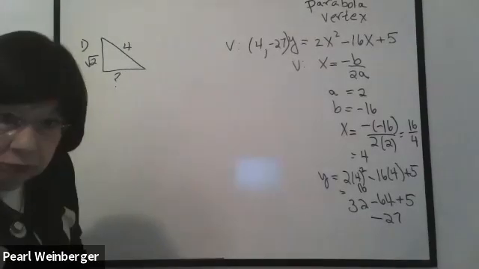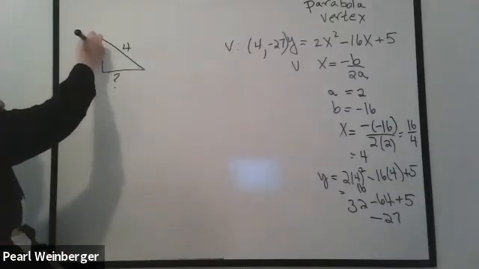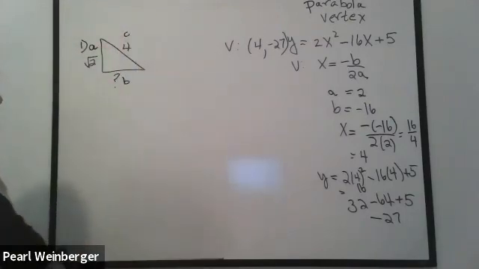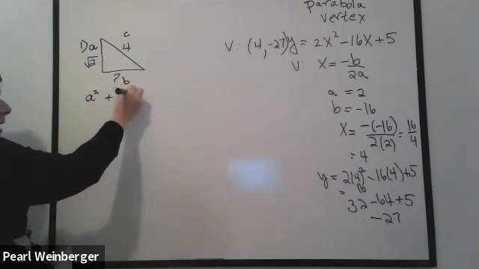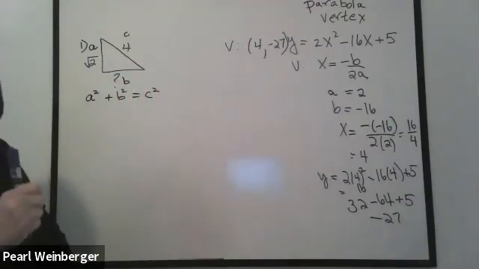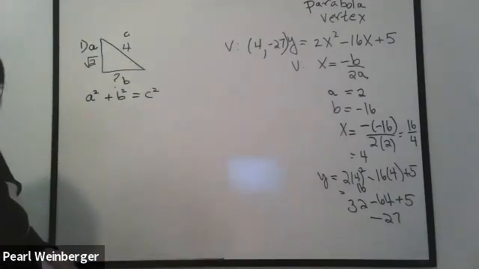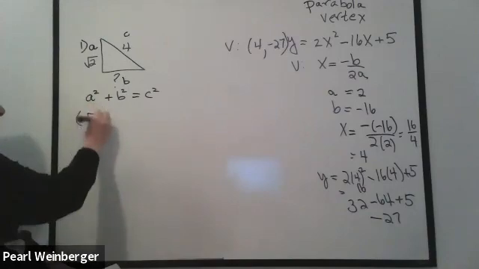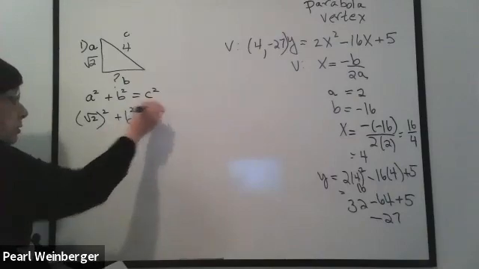Let's call this side, usually we call this the A, this the B, and this the C. So we may as well do that. We know in our Pythagorean theorem, A squared plus B squared has to equal C squared. Remember, the C is always the hypotenuse, the one that's across from the right angle. So this is going to be the square root of 2 squared plus B squared equals 4 squared.